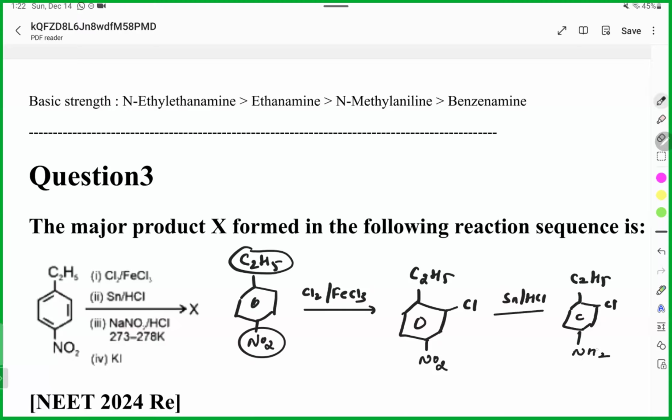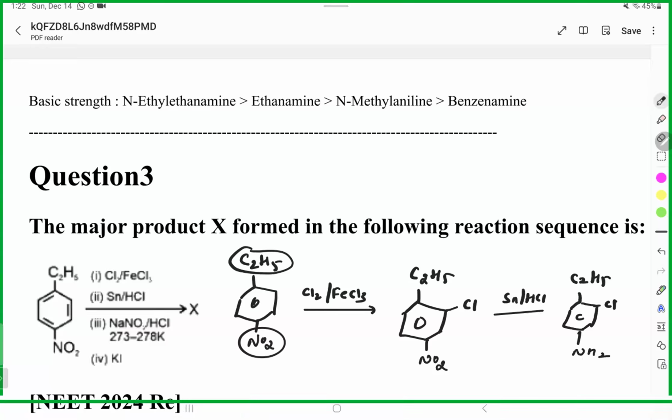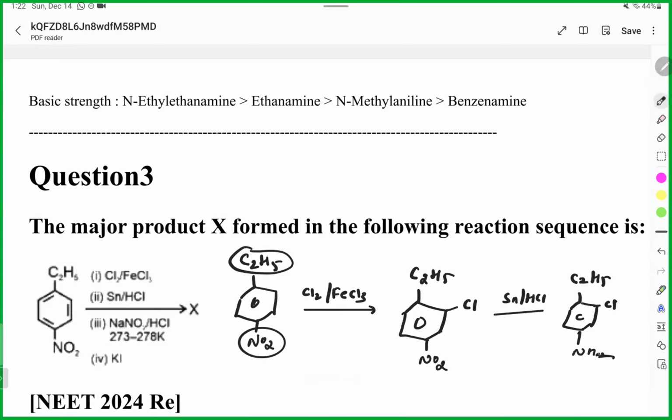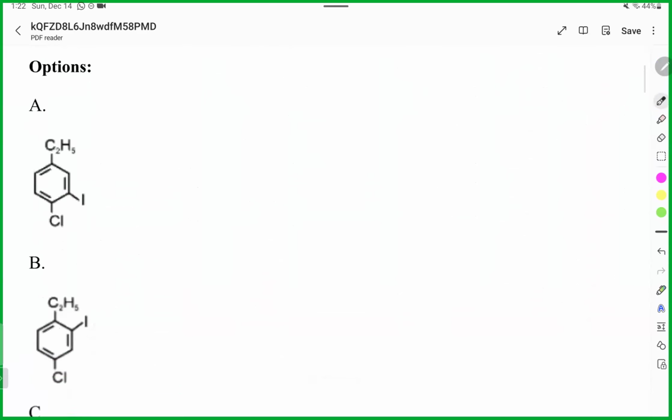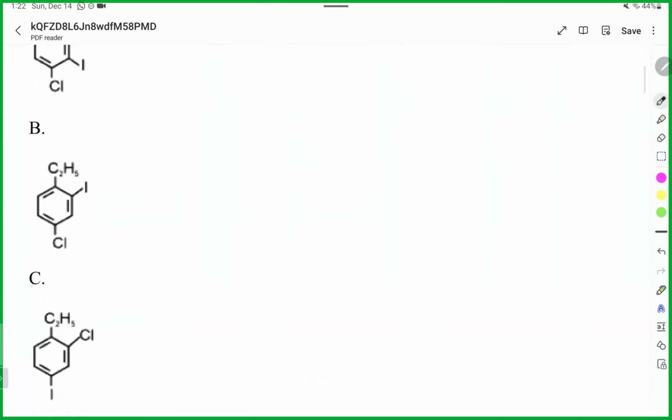Third, it will form diazonium salt. I will not waste time, I will write directly here diazonium salt, and then KI, it will form the iodo compound. Yes or no, guys? NCERT line. Yeah, everything is NCERT. So see this option. Option C.